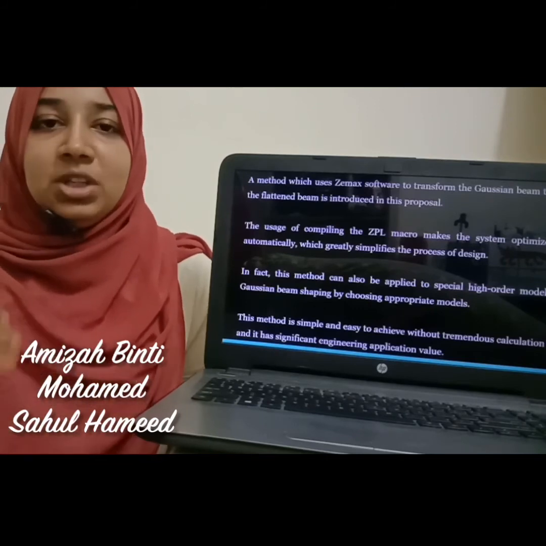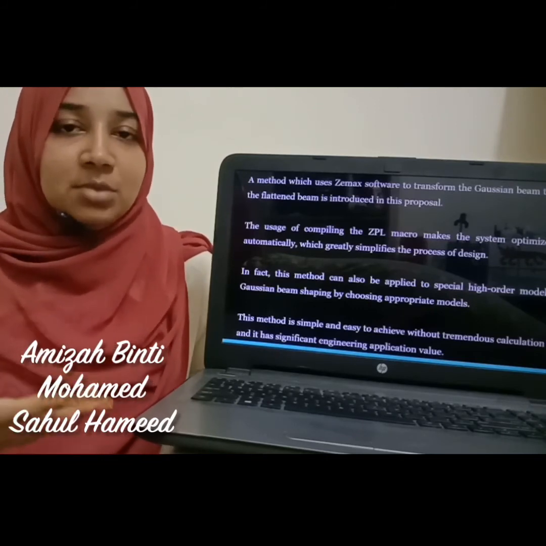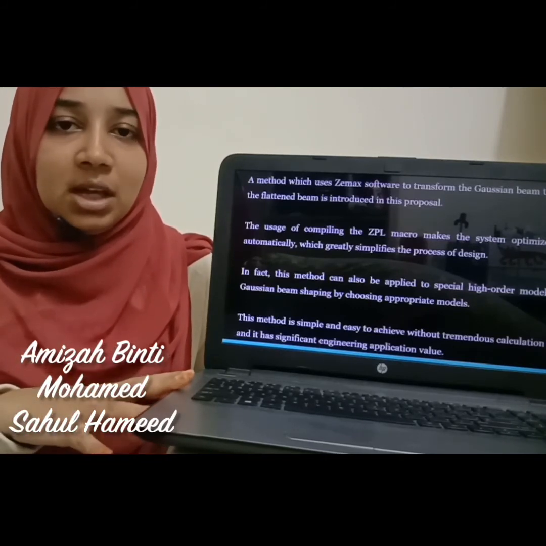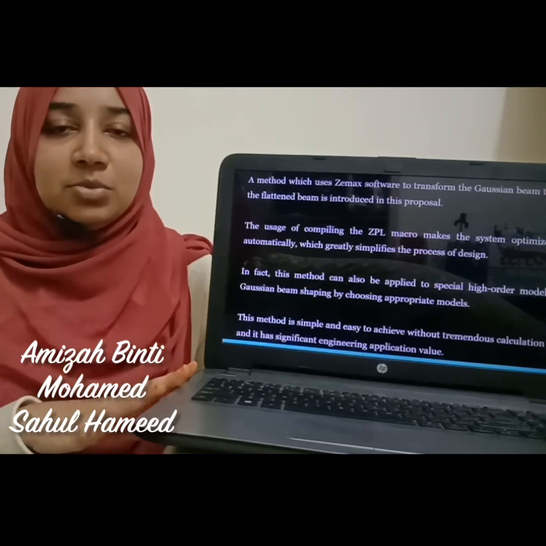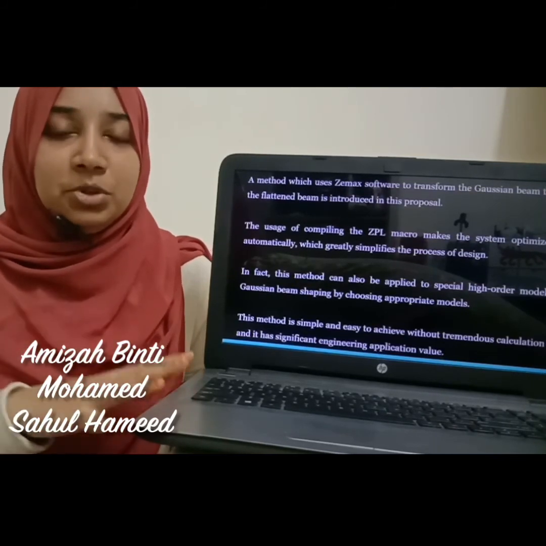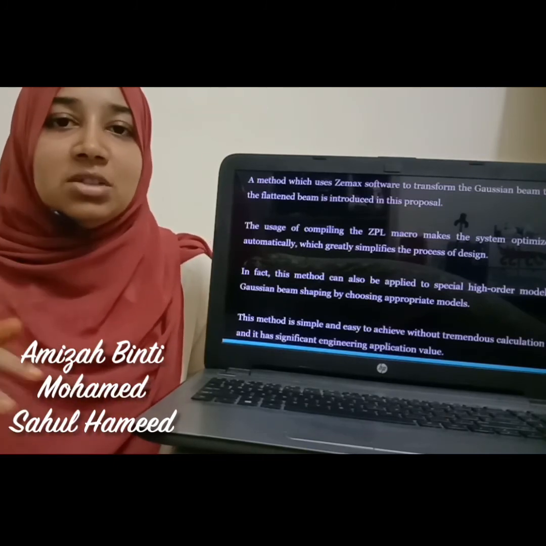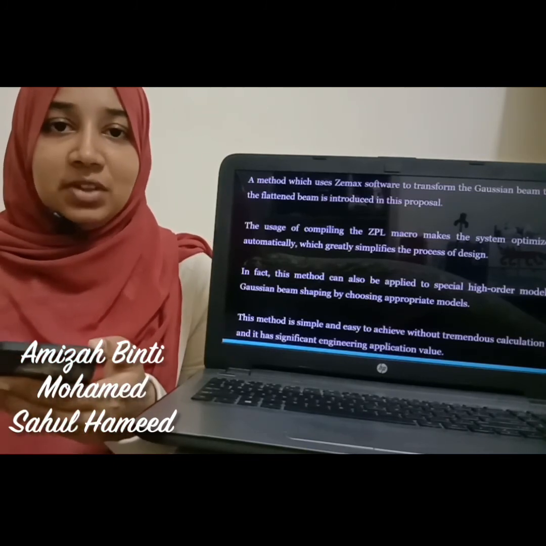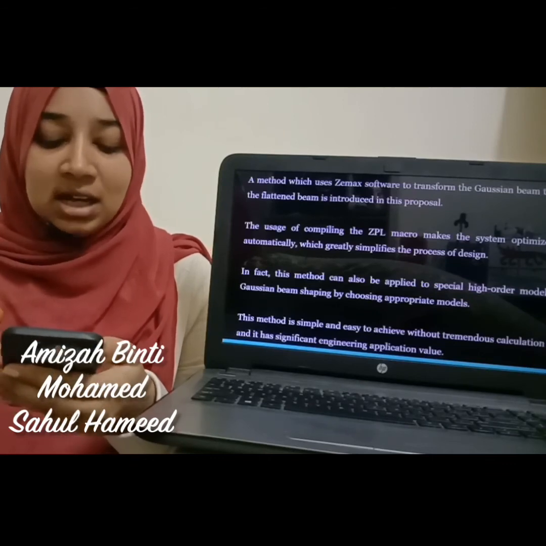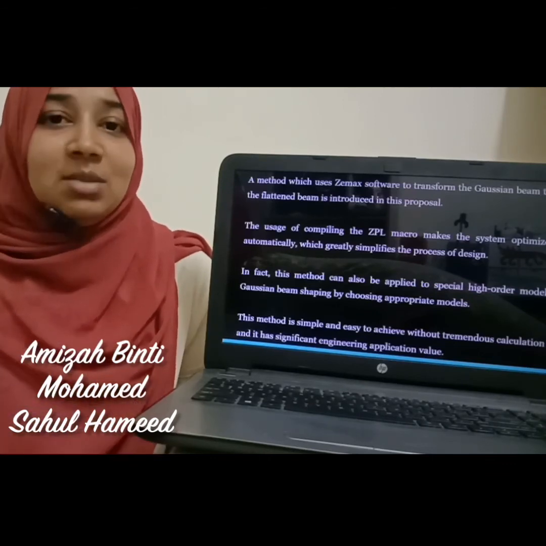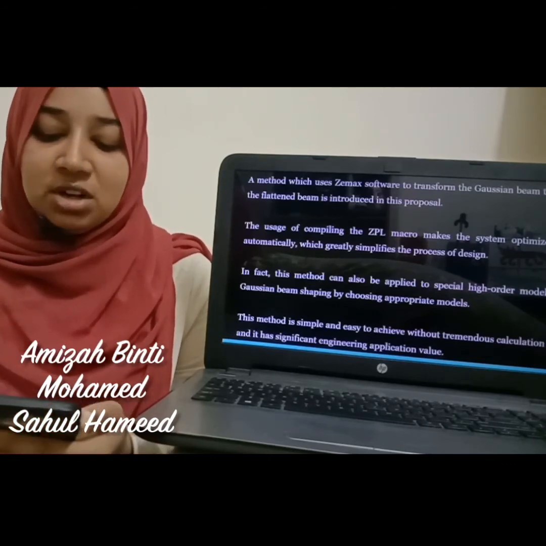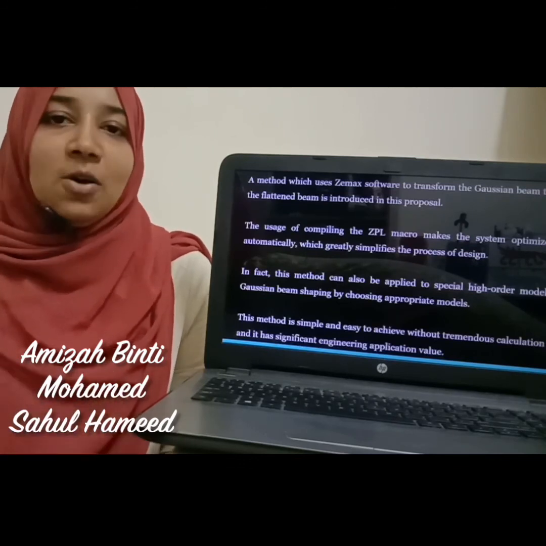Okay, so we did try to do the ZPL coding in the Zemax programming language. However, the Zemax software that we have in our computer does not support the Zemax programming language. So the limited features available in the Zemax software make it impossible to achieve the optimization of Gaussian beam shaping automatically.